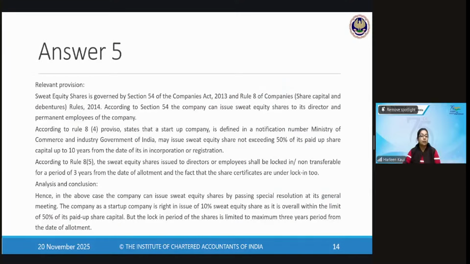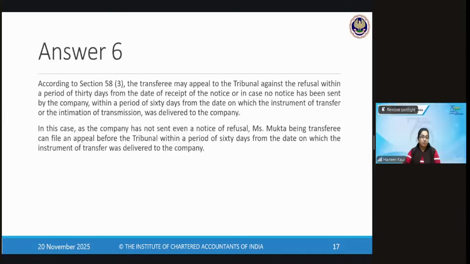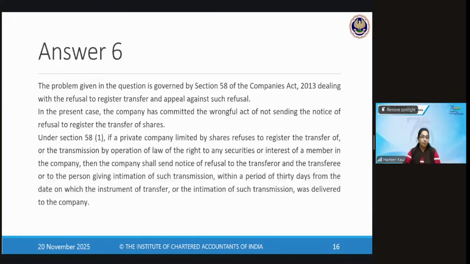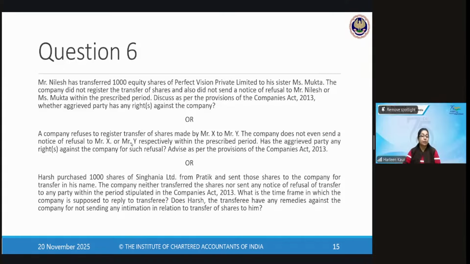Now let's proceed ahead. We have already done this point, sweat equity shares. All right, now this different type of questions, three different types of questions have come in the exam. I would request you to do this, Mr. Nilesh.